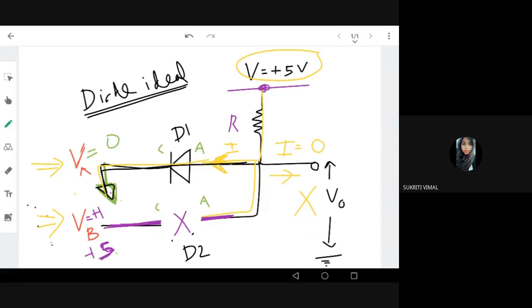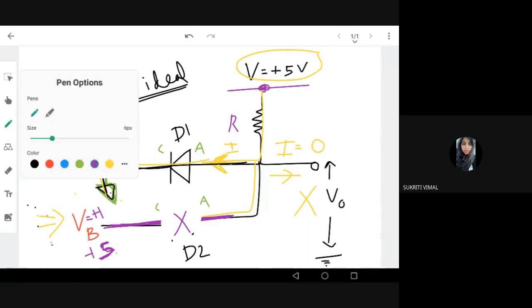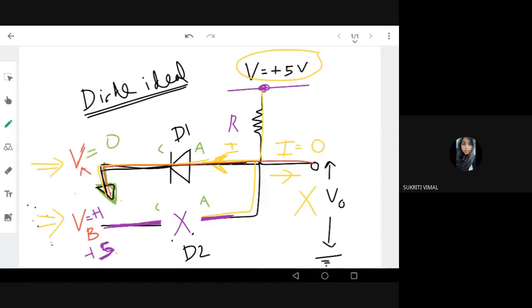But VA is on. There is a complete path from the plus 5 volt to the ground, since this input VA is 0, right? So there is a current flow from the voltage source through input VA. So what will be the output? Now V output will definitely be 0, right? Because there is no voltage drop between VO and ground. You can see here, between VO and ground, there is no voltage drop because the diode is on, right?